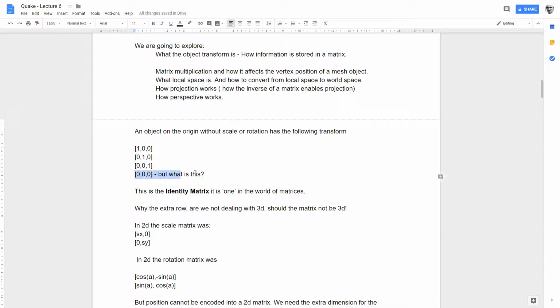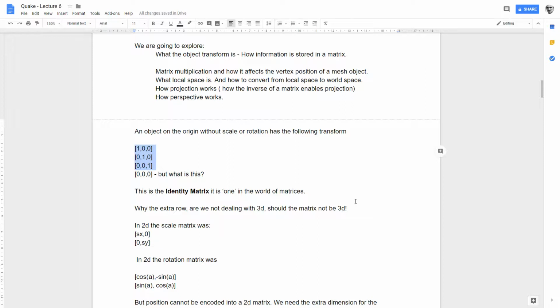Well, if we just ignore this 4th row for the moment, we just look at these first 3. So we have a 3 by 3 matrix. This is the identity matrix. It is 1 in the world of matrices. So why the extra row? Are we not dealing with 3D? Well, we are dealing with 3D. Should the matrix not be 3D? Yeah, the matrix should be 3D.